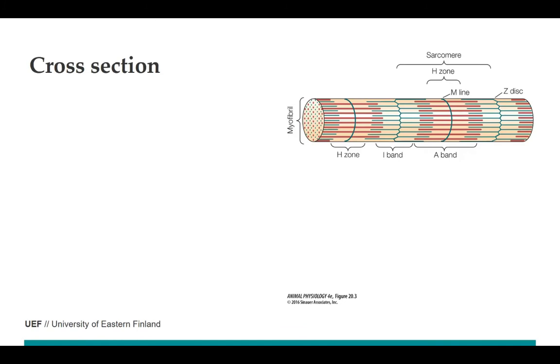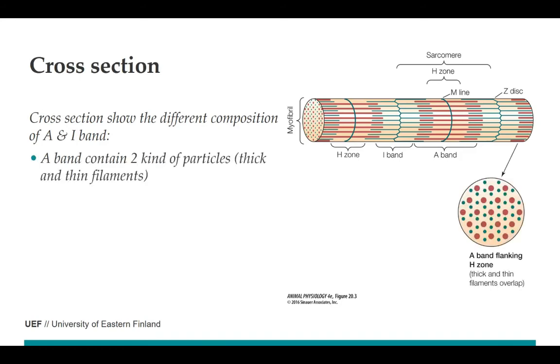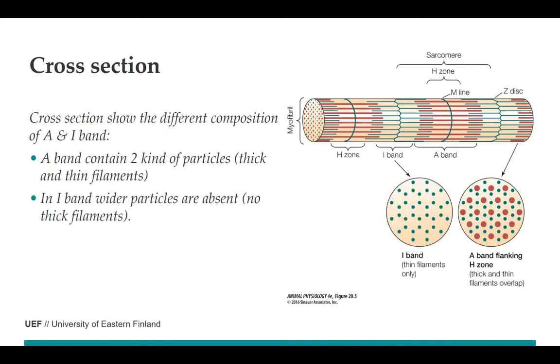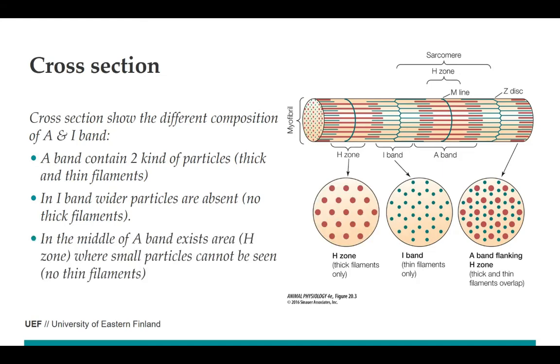And if you take a cross-section of this sarcomere, you can see what exists there in the I band and A band. In the A band, there are two kinds of particles: thick and thin filaments. Then you have areas where you have only the thin filaments, and areas where you have only thick filaments. So these small particles cannot be seen.